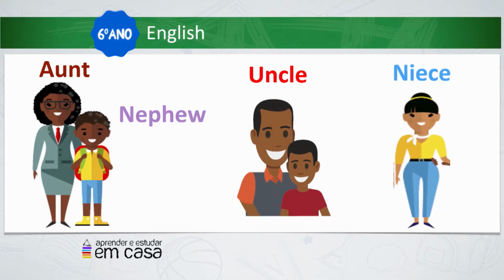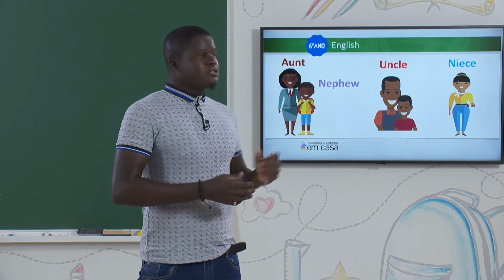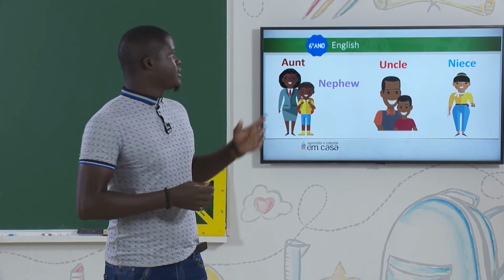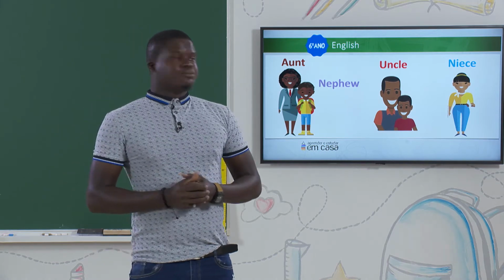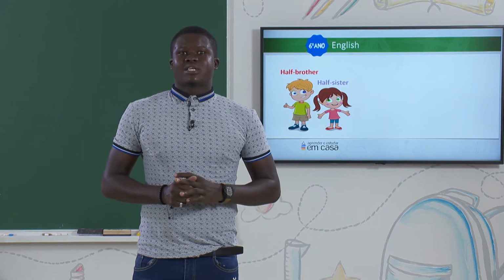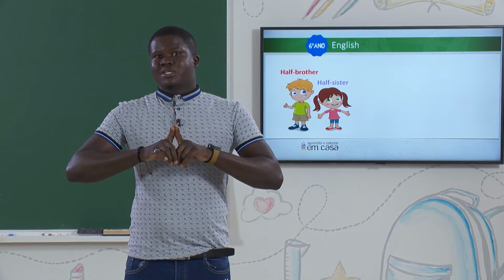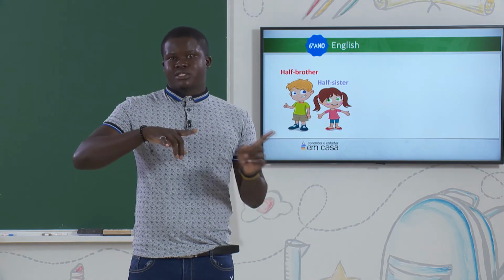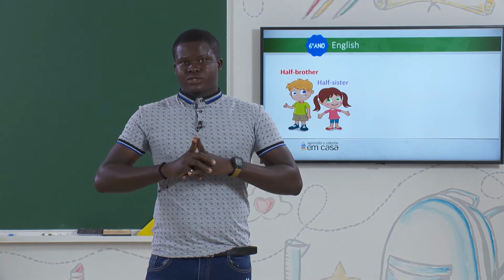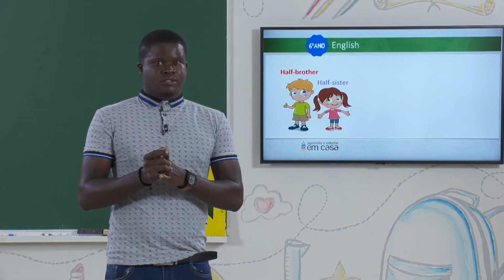Good. Let's see the next one, the niece. We have the nephew, which is the male, and we have the niece, which is a girl. So niece could be my brother's daughter or my sister's daughter. She would be my niece. Let's continue. Next, we have half-brothers and half-sisters. Now, this happens when we have, for example, children with the same mother but different fathers, or vice versa, the same father but different mothers. So that would make them half-brothers or half-sisters, okay?